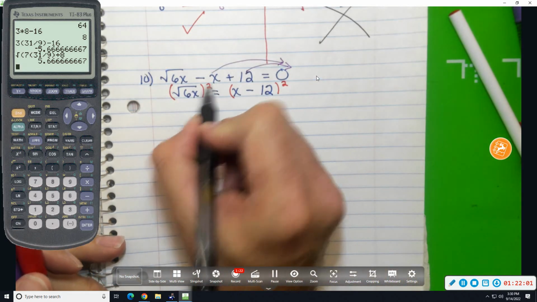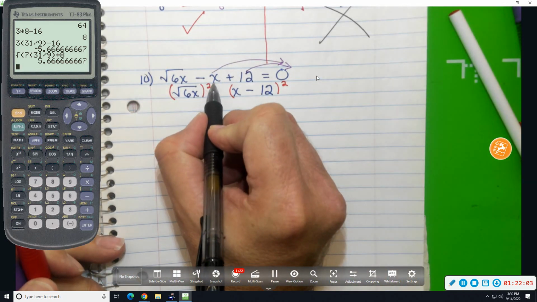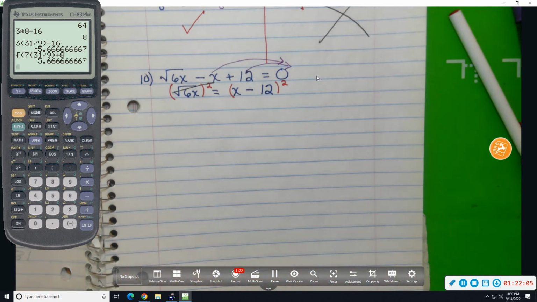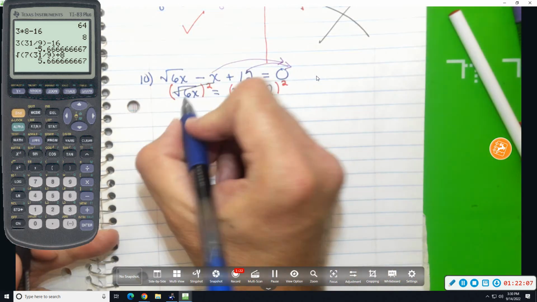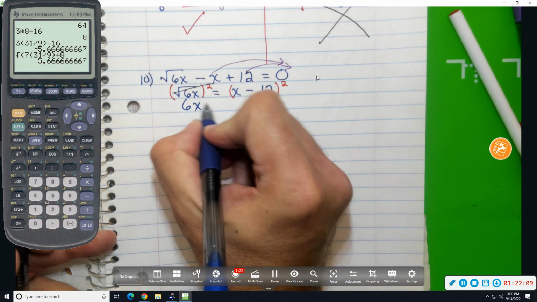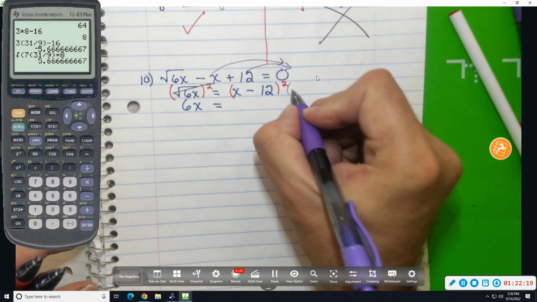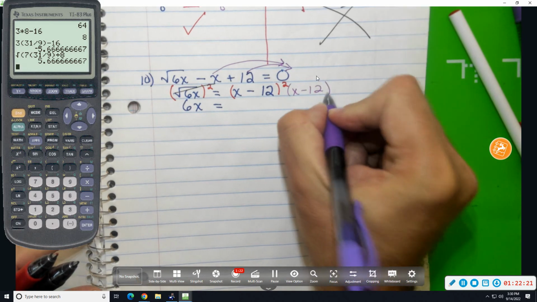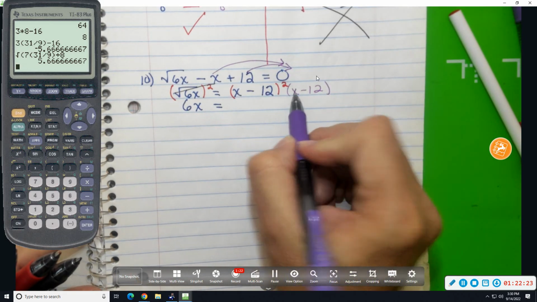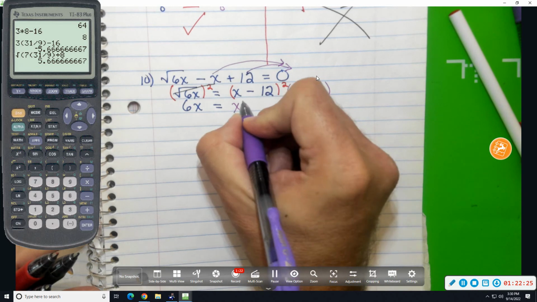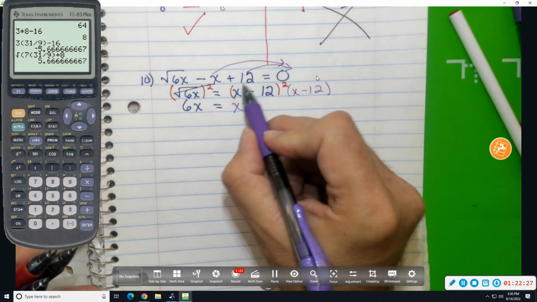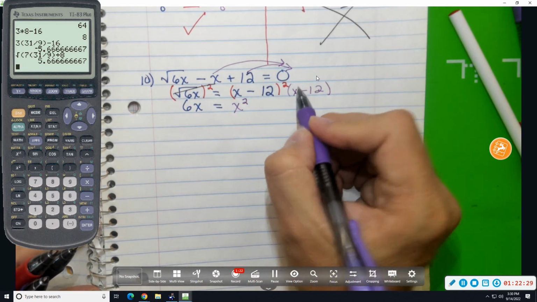So on the left, I'm canceling the square and the square root. I just have a 6x. On the right-hand side, I don't just square the x and square the 12. What's that 4-letter word that starts with F that I'm left to do? FOIL. So it would be x squared, then we have minus 12x and minus 12x.